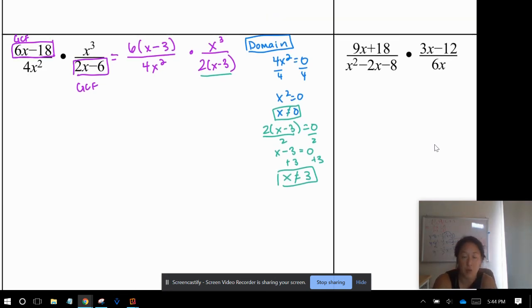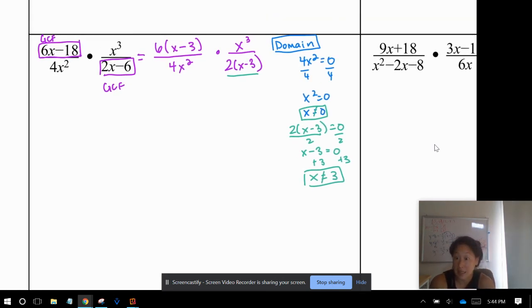This is going to be very important in the next lesson for us. Okay, so now that I found my domain, I can go ahead and cancel stuff out. I like to cross cancel. So when I'm multiplying, anything from the numerator that cancels with the denominator, from either one of the fractions, we can cancel. So I have 6 and 2, those both divide by 2. So 6 divided by 2 is 3, and 2 divided by 2 is 1.